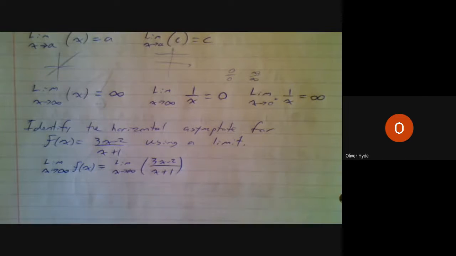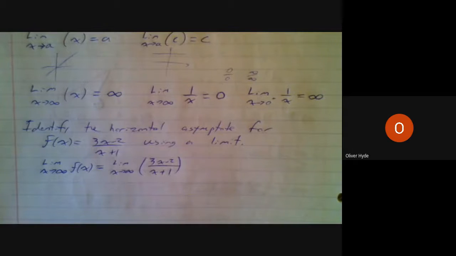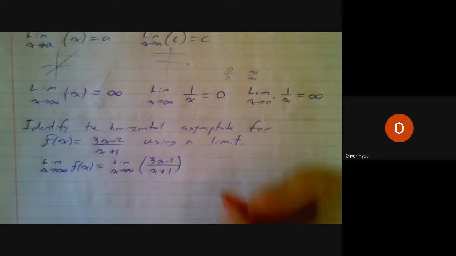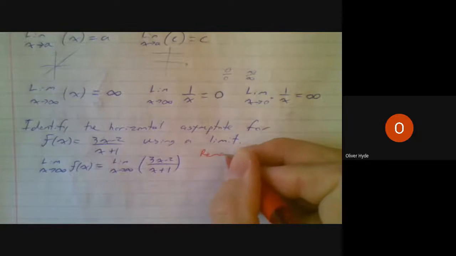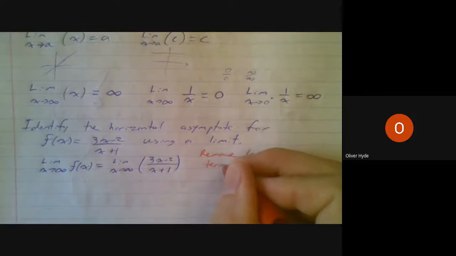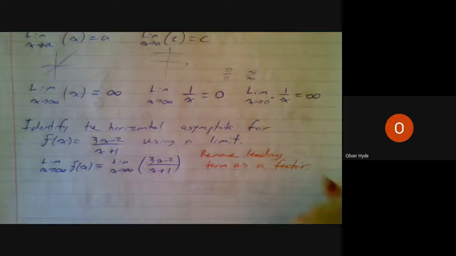So we're going to manipulate this expression algebraically, not by rationalizing, not by clearing denominators, but by manipulating it in a different way to try to get one of these new definitions. And there's a couple of approaches that you can do. One approach is to remove the leading term as a factor. I'll try that first.